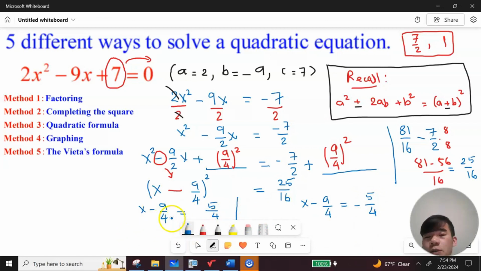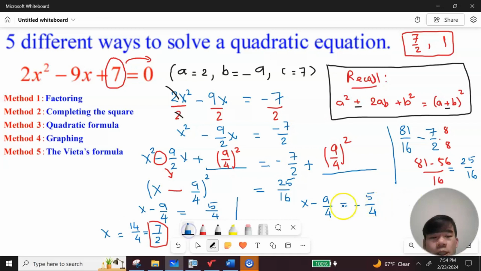Now you just calculate this one. You just add 9 over 4 to both sides. If you add 9 over 4 and you simplify, s should be equal to 14 over 4. 14 over 4 simplifies to 7 over 2, which is right here. If you look at it, 7 over 2. Alright, so I box the answer, 7 over 2.